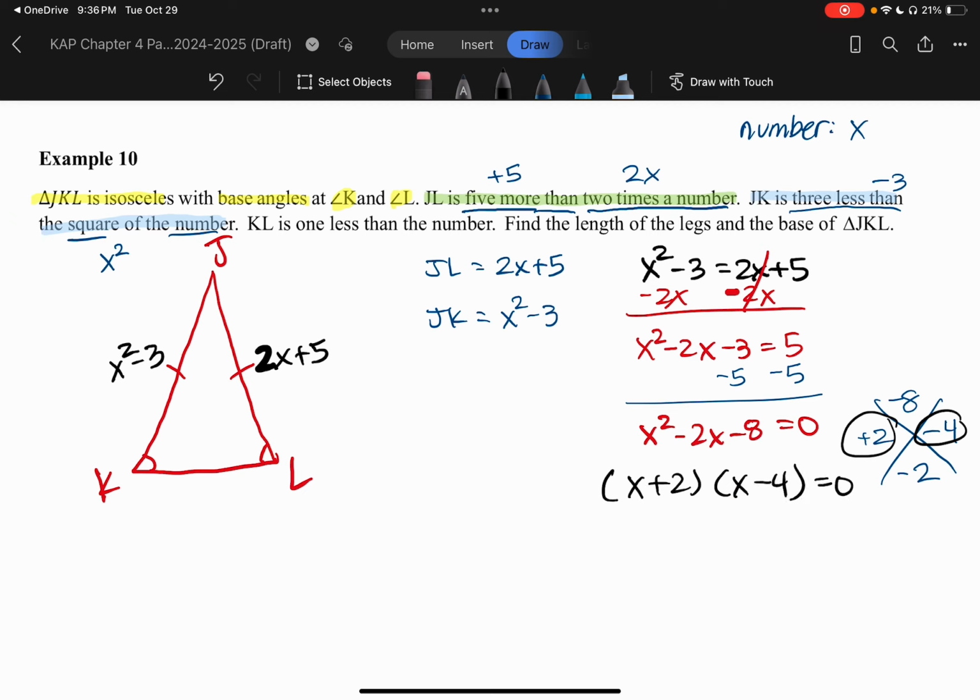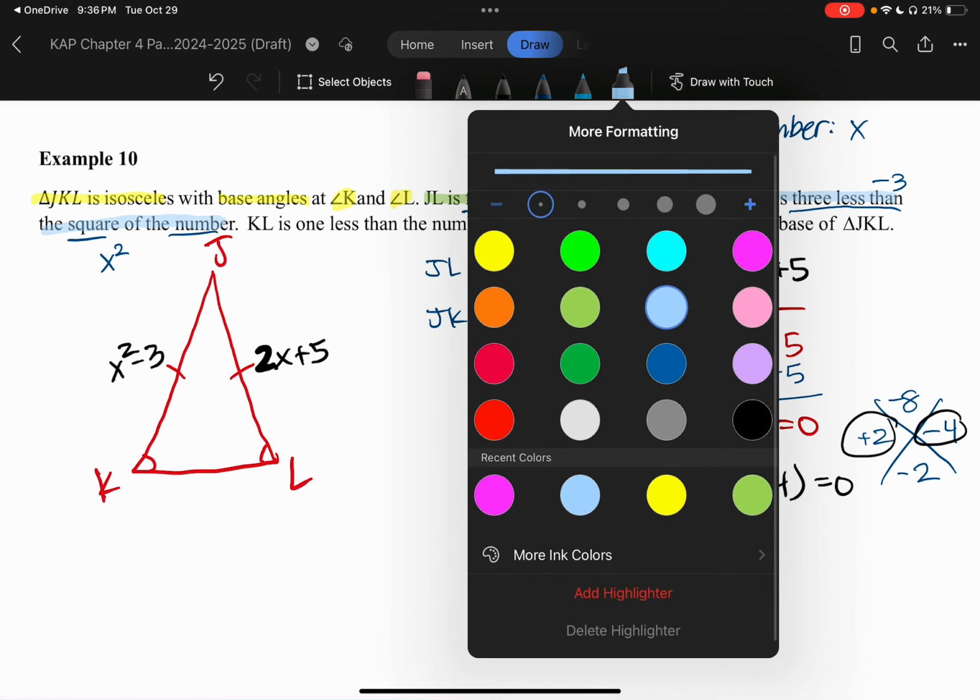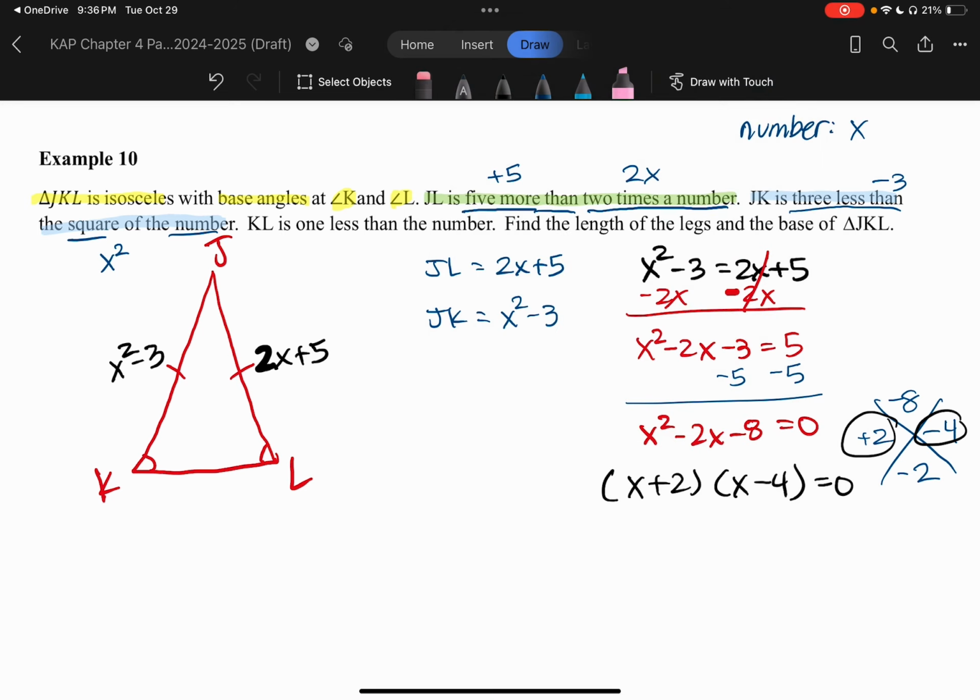The question here was asking, well, the last part, I guess we didn't fully read this. I just got carried away here. But it says KL is 1 less than the number. So this would mean that KL equals 1 less than the number, which would be x minus 1. So KL is x minus 1. I just forgot to label that. At the very end, it's asking you to find the length of the legs and the base of triangle JKL. So for me to be able to find that, we're focusing our attention on finding the value of x.